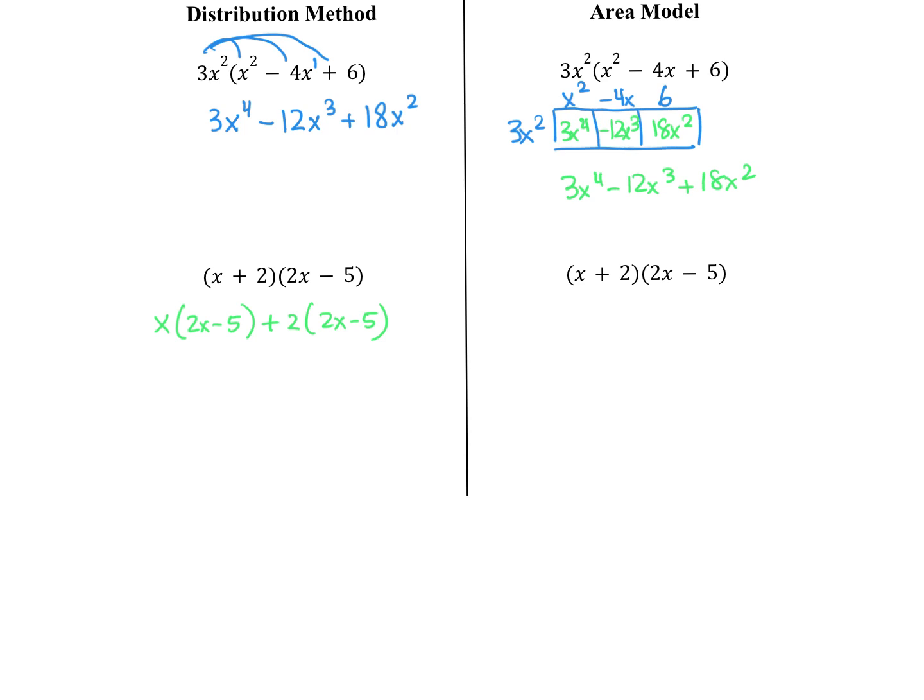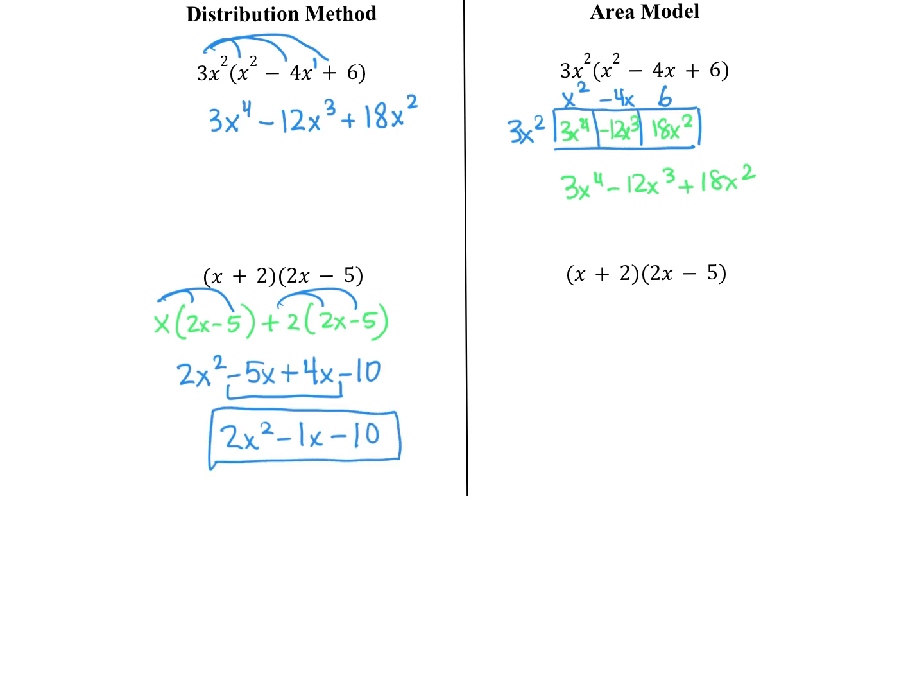So now I'm going to proceed with distribution, which is what I did above. x times 2x is 2x squared. x times negative 5 is negative 5x. 2 times 2x is 4x, and 2 times negative 5 is negative 10. Combine like terms in the middle. 2x squared minus 1x minus 10. Done. That's the double distribution method.